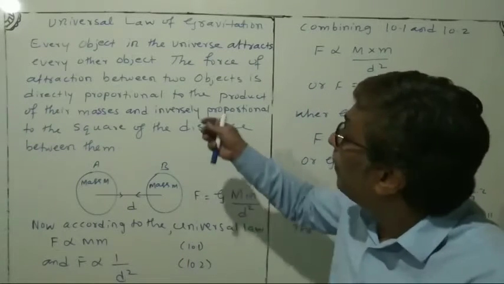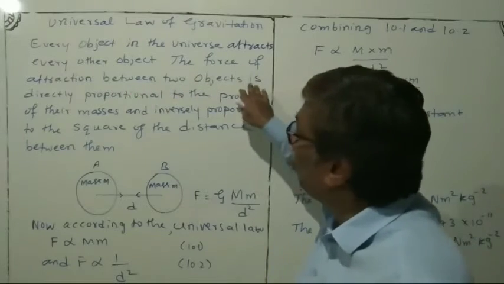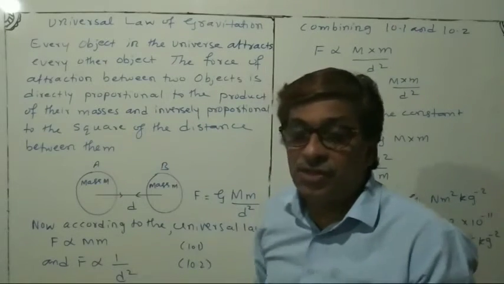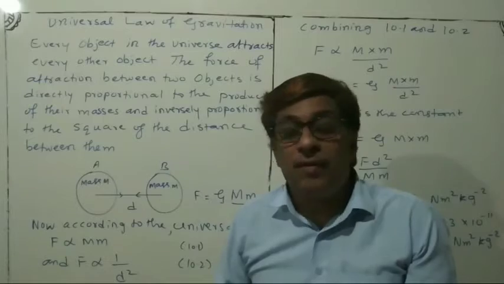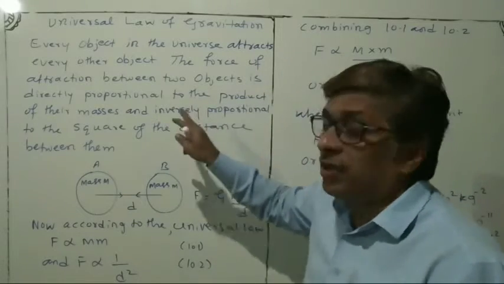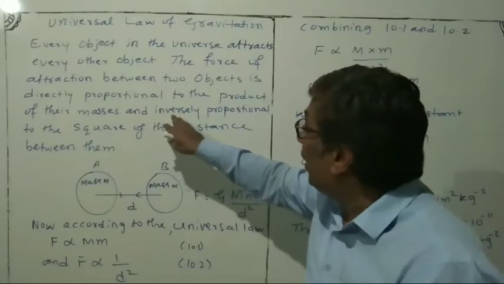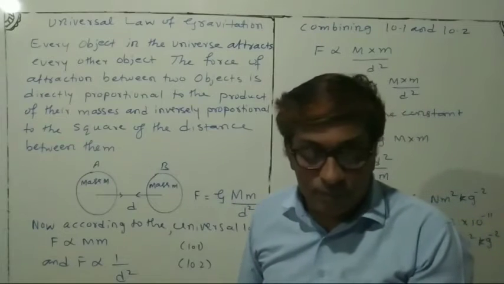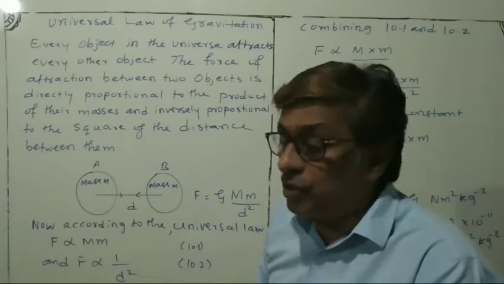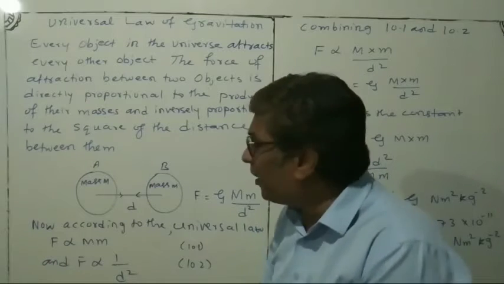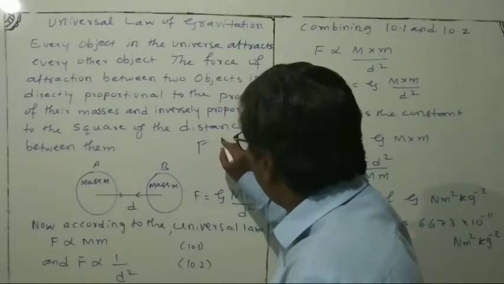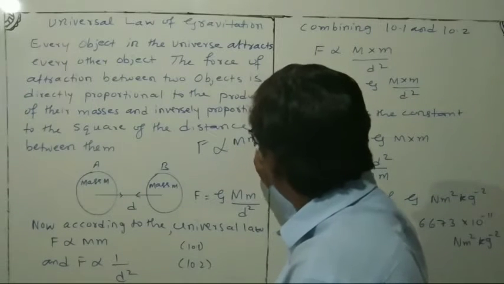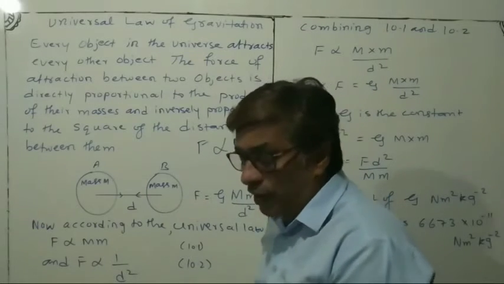The force of attraction between the two objects is directly proportional to the product, the multiplication, of their masses, and inversely proportional to the square of the distance between them. So you can write it like this also: F is directly proportional to mass into mass upon d square. In this way you can write this.